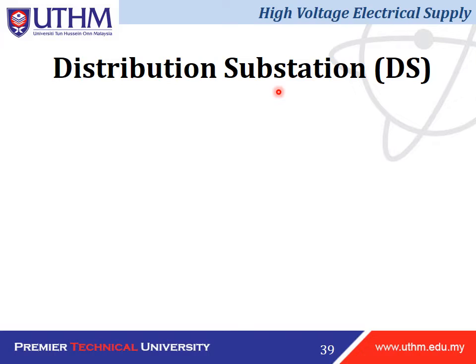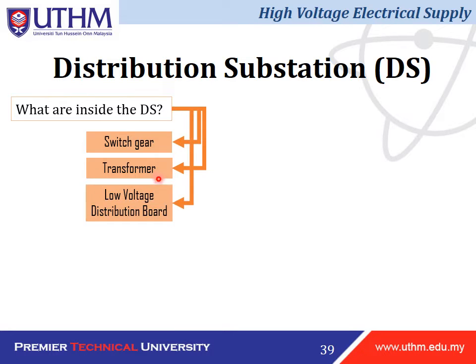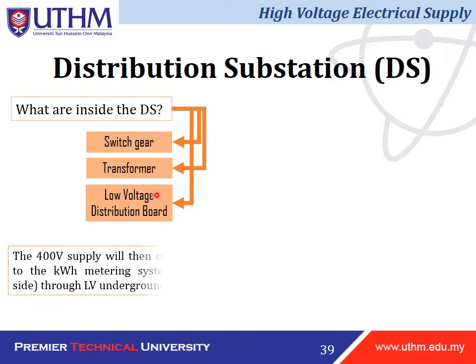Okay, we are talking about the distribution substation just now, or simply call it DS. So, what is inside the DS? Inside the DS, we have switchgear, and then we have a transformer, and finally a low voltage distribution board.